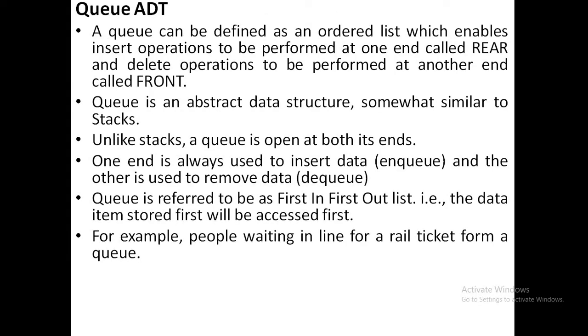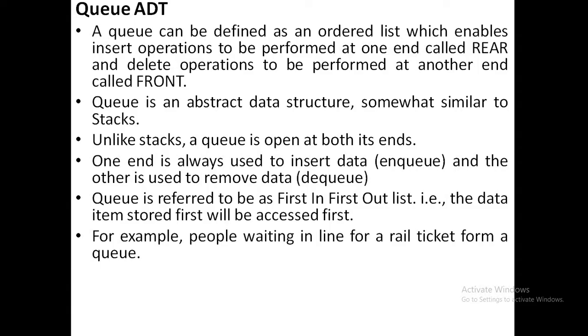Queue ADT. A queue can be defined as an ordered list which enables insert operations to be performed at one end called the rear end and delete operations to be performed at another end called front. That is, unlike stack, they are having both ends, whereas in stack we have only one end for both insertion as well as deletion. Queue is an abstract data structure somewhat similar to stack, and it is open at both its ends.